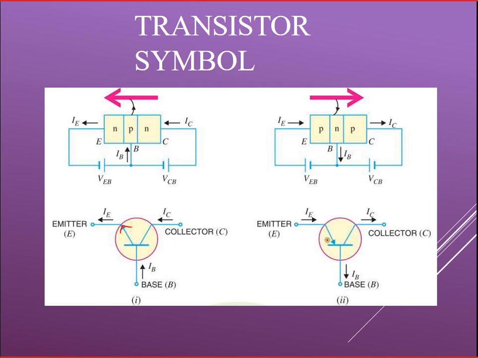Here the PNP is quite opposite. The current flow will occur from the emitter to your collector. But if you go for the NPN transistor, it will be from collector to emitter. So this is the transistor symbol, and this is how the connection will be made in order to explain the operation of your transistor.